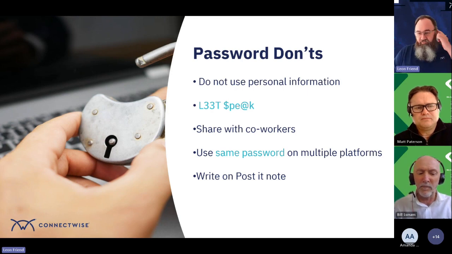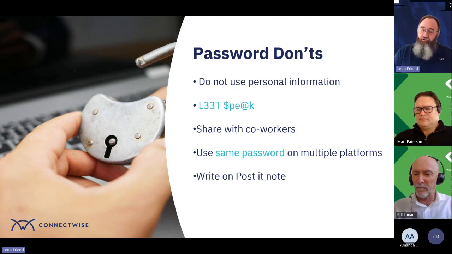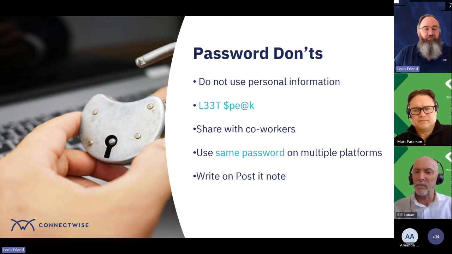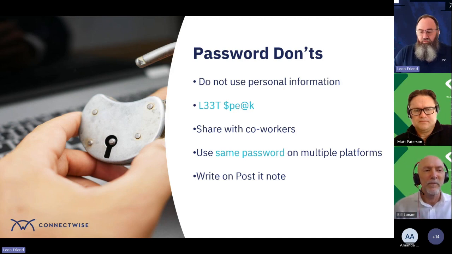Don't share your passwords with family or co-workers. Your password is your password. If someone needs access to it, make sure that they get the right access using the right processes, permissions, those sorts of things. Don't give them your password, right?